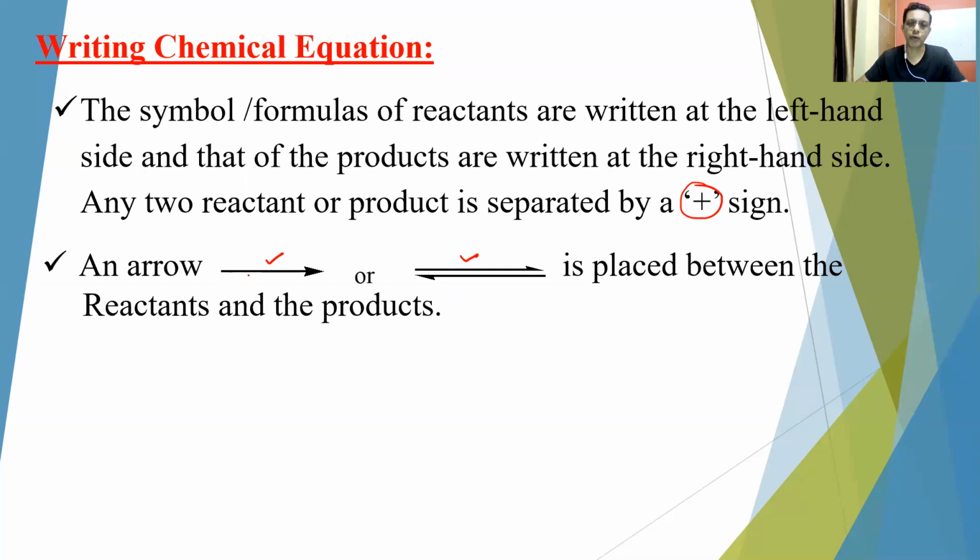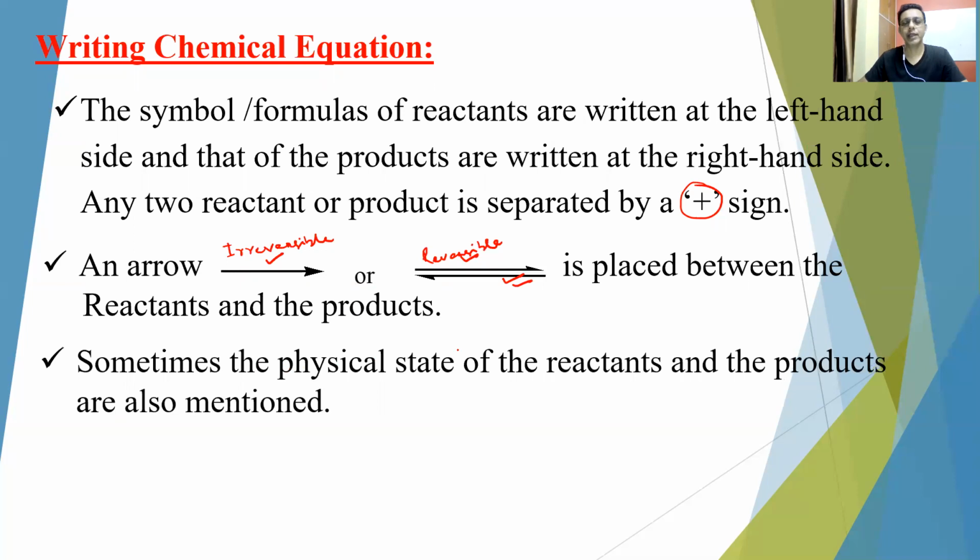This type of arrow, which is in one direction, a one-directional arrow, is used for a reaction which is irreversible. Irreversible means the reaction goes only in one direction. And when the reaction goes in both directions, it is called a reversible reaction. For a reversible reaction, this type of double-directional arrow is used.